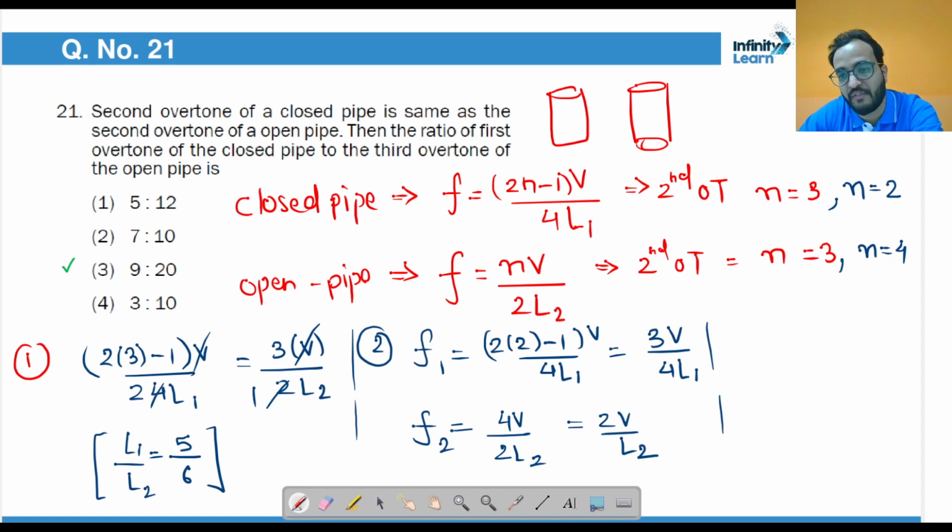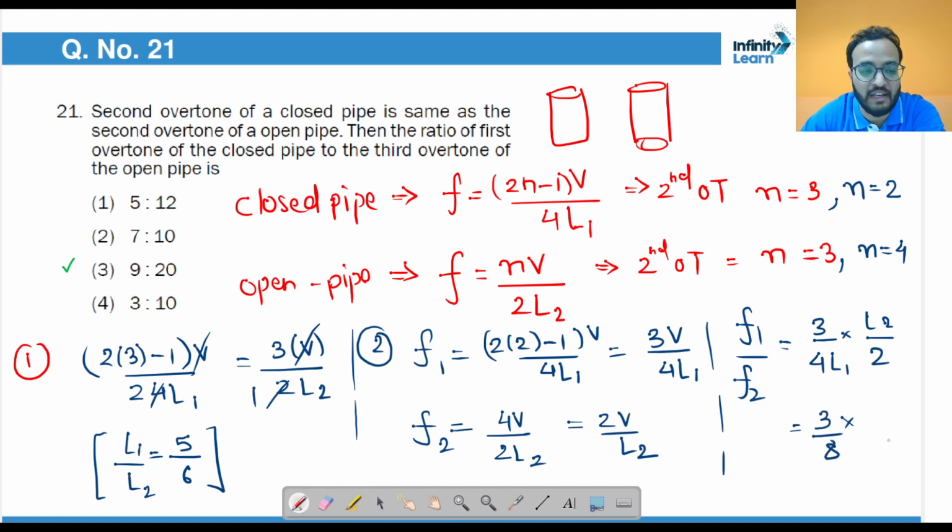Now you take the ratio F1 by F2. What will it give you? V and V will get cancelled. So it will be 3 upon 4L1 into 2 upon L2, right? So it will be 3 by 8 into L2 by L1. L2 by L1 will be 6 by 5. Got it? So from here you can get the answer, 2 3s are 6, 2 4s are 8. It is 9 is to 20, right? So third option is correct.